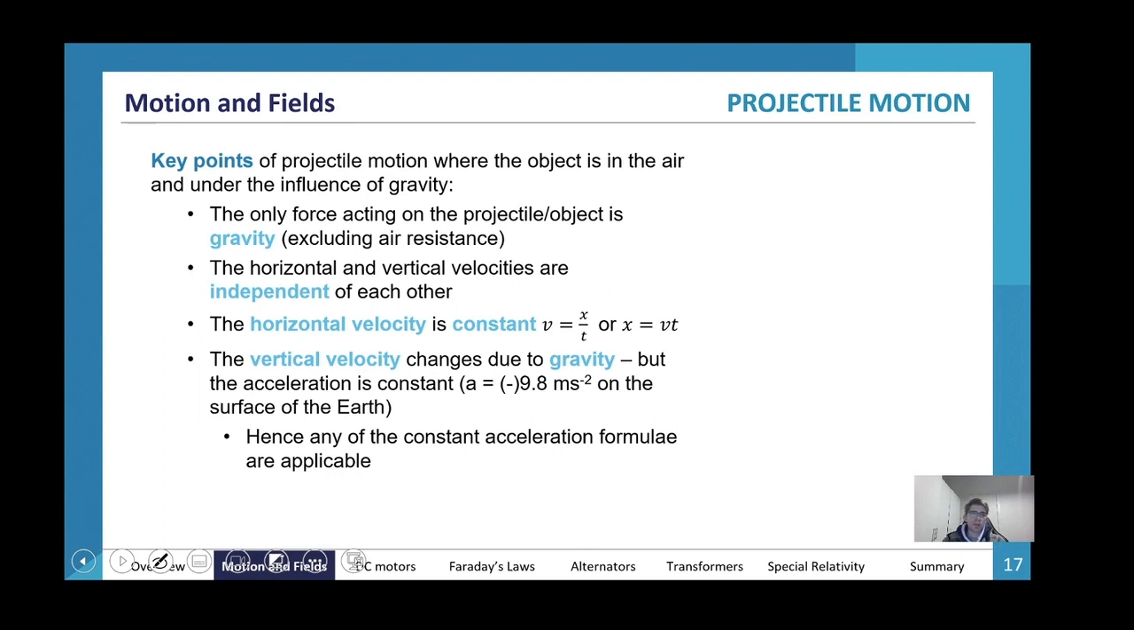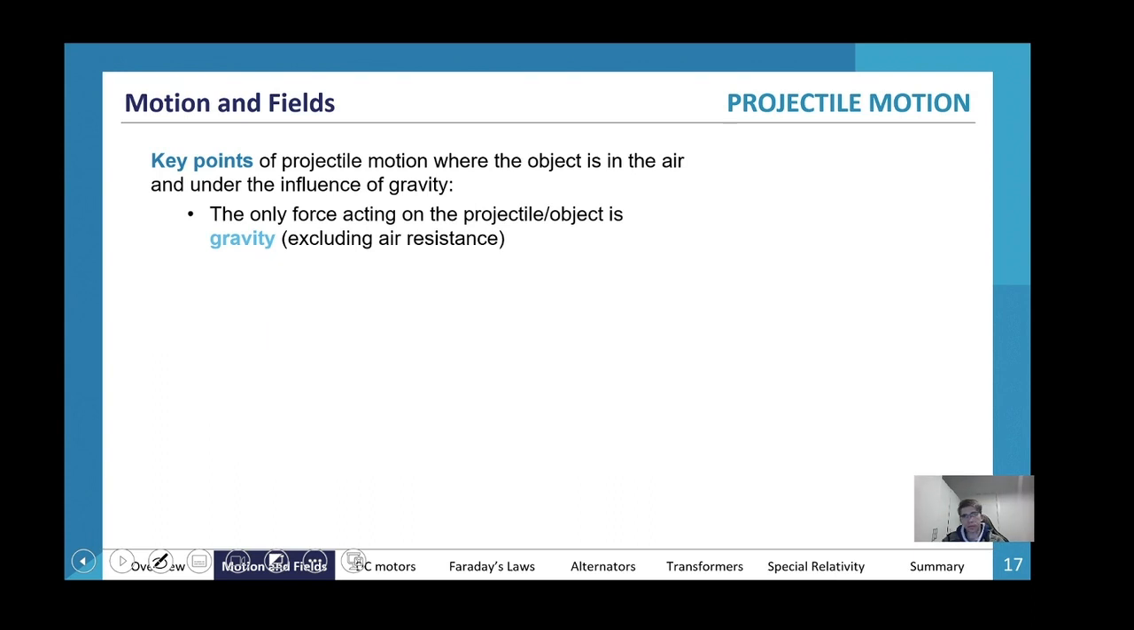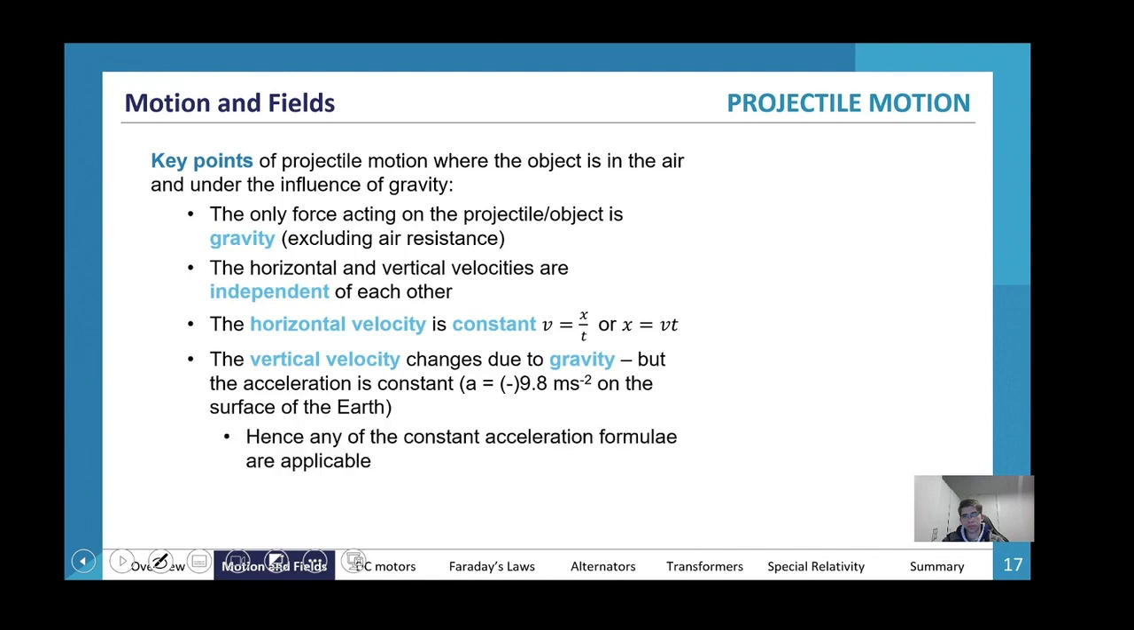So what are some key points about projectile motion? The only force acting on the projectile is gravity. The horizontal and vertical velocities are independent of each other. The horizontal velocity is constant. The vertical velocity changes due to gravity, but the acceleration is constant, and hence any of the constant acceleration formulas are applicable. I have to mention that there are three types of projectile motion which are very common on the VCAA exam.